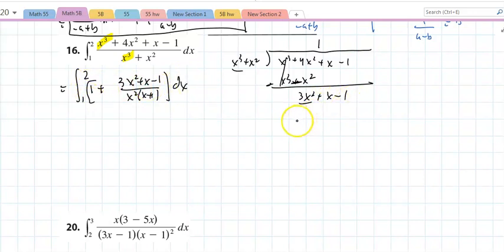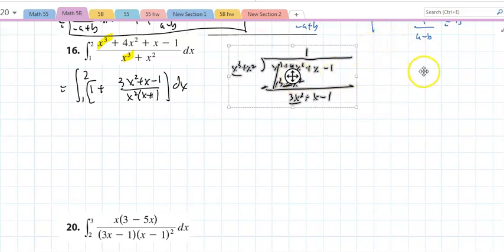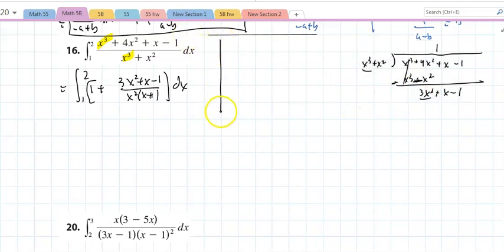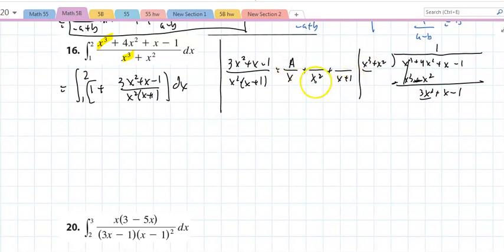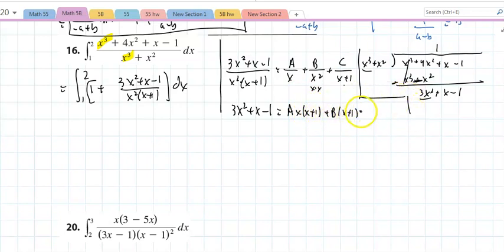So I'm going to go on the side and I want to figure out as quickly as possible where did 3x squared plus x minus 1 over x squared into x plus 1 come from? Well, x squared and x plus 1. A, since this can be written as x times x, that's B, and a C. If I clear the fractions, I'm looking at 3x squared plus x minus 1 equaling ax into x plus 1 plus b into x plus 1 plus cx squared.